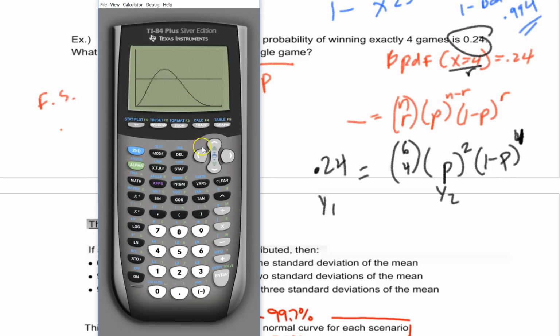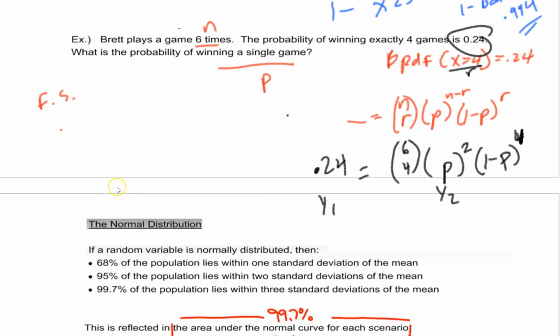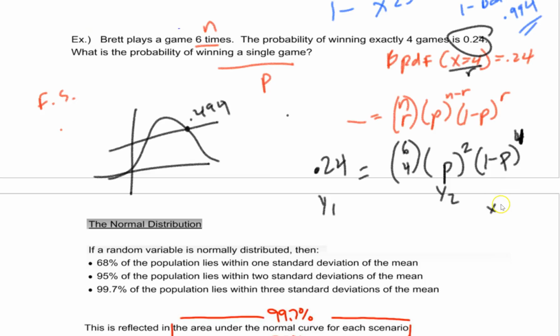All right, and the way we find the intersection, we go to second calculator, find intersect, get close to 1, hit enter a couple of times, and I get 0.494. By the way, how do you show some work? You just graph it. So you're graphing it, looks like this, and like that, and that's 0.494, I believe it was. So that's one answer.